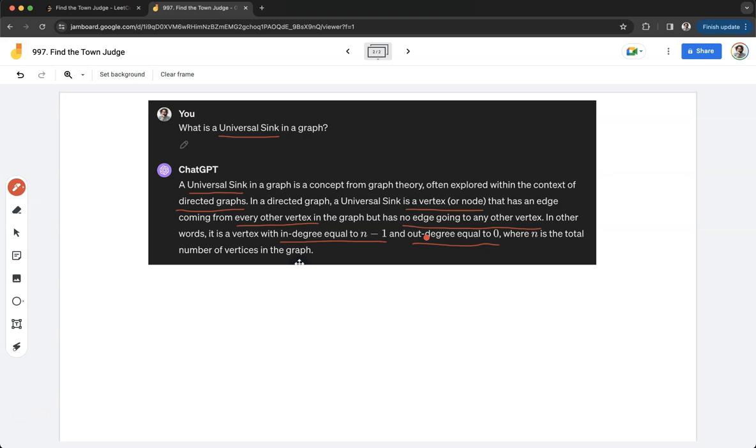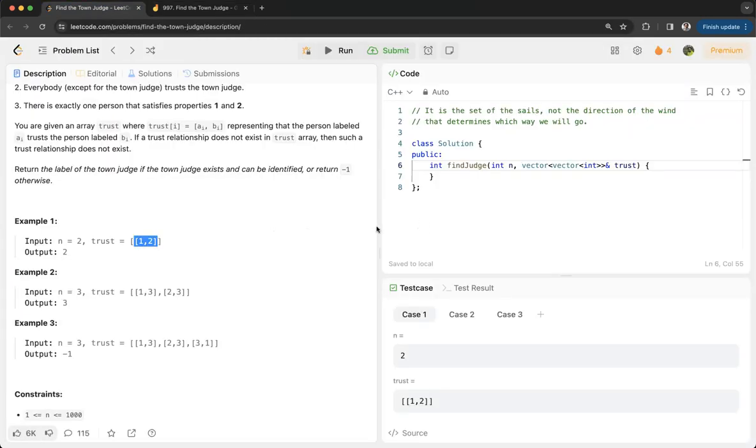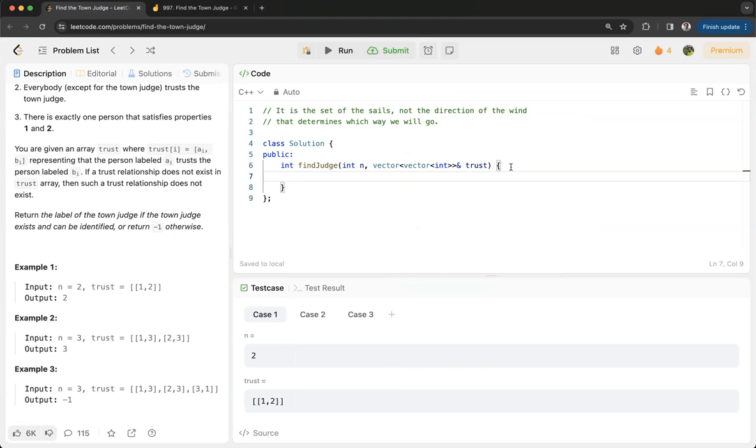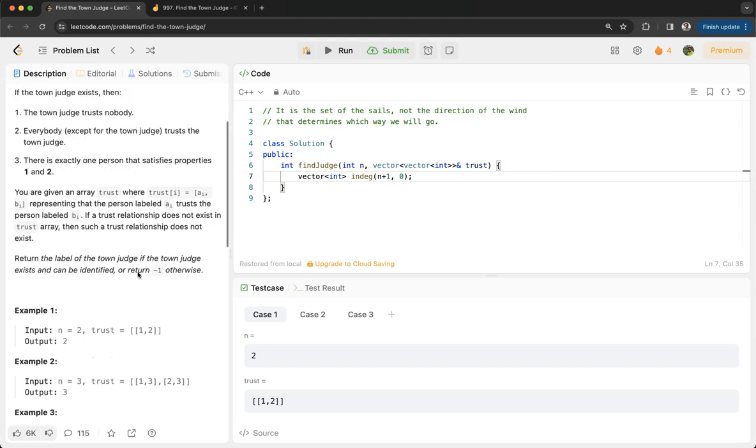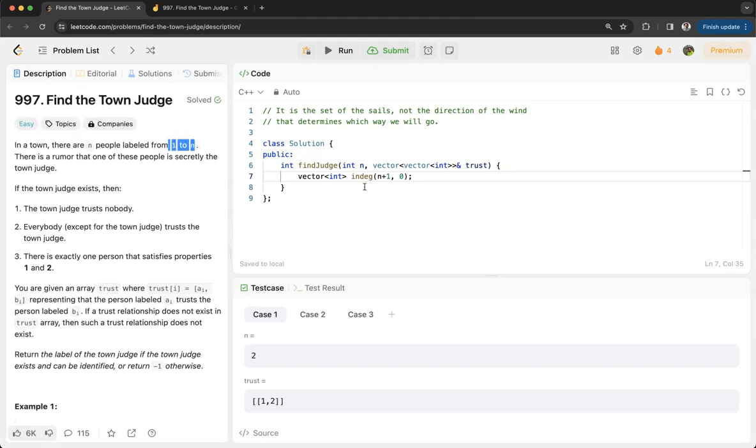So in order to find the universal sink or the judge in our example, we just need to keep track of in degree and out degree. That's it. You just need 2 arrays to keep track of those numbers. Let's go and write the code. So we need 2 of them, 2 arrays, 2 vectors. Vector int in degree, n plus 1 and 0. N plus 1 because the nodes are numbered from 1 to n. So we need from 1 to n. And also out degree.